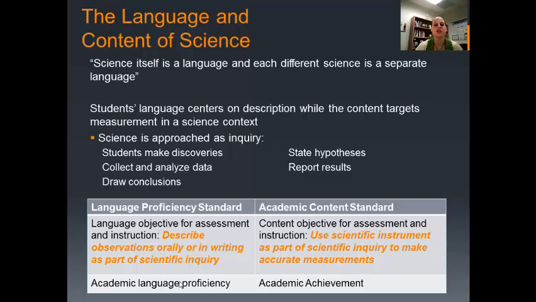Imagine if you were just to focus on the content objective in a lesson such as that. You might show students how to use the instrument, and you might be able to observe them using the instrument correctly. But when it comes to the point where you're asking them to describe their use of that instrument, they're going to be left in the dark and not have the appropriate terms, sentence structures and vocabulary with which to describe what they're doing. So two parts are essential to teach.